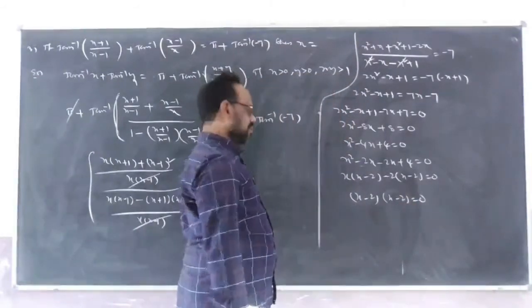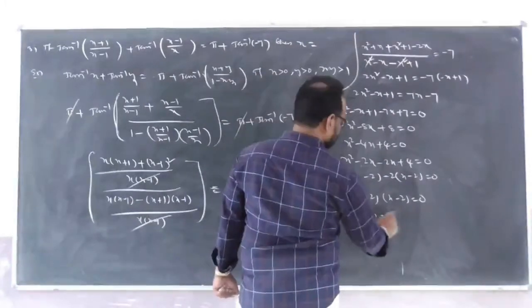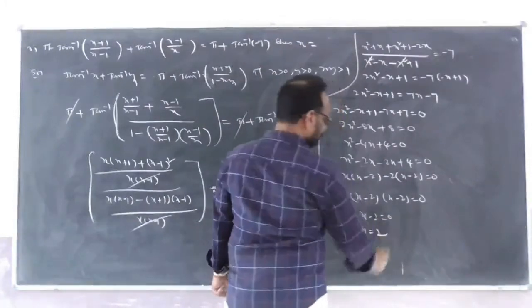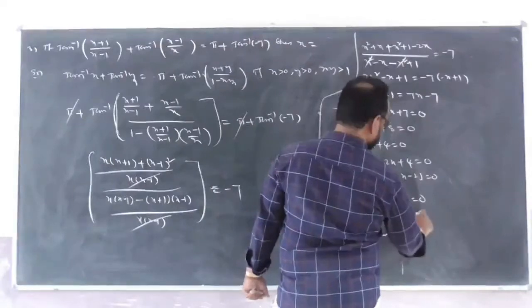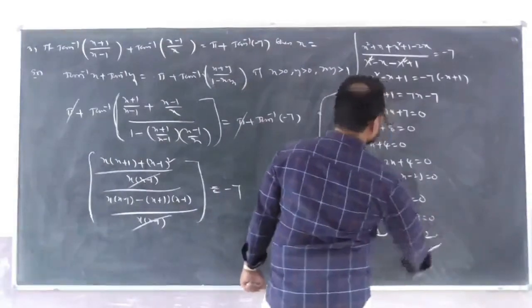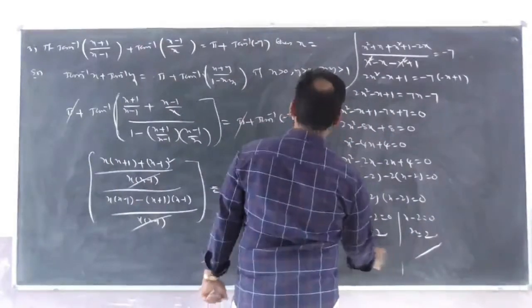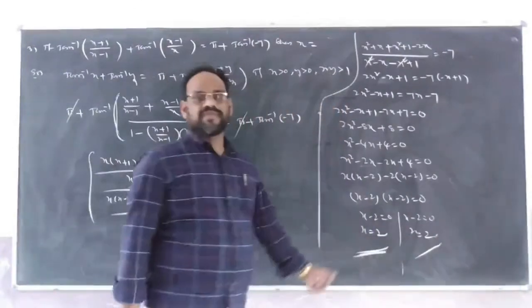If you take x minus 2 common, so x minus 2 is equal to 0, x is equal to 2. Here also x minus 2 is equal to 0, x is equal to 2. So the value of x is clearly 2. Value of x is how much? 2.